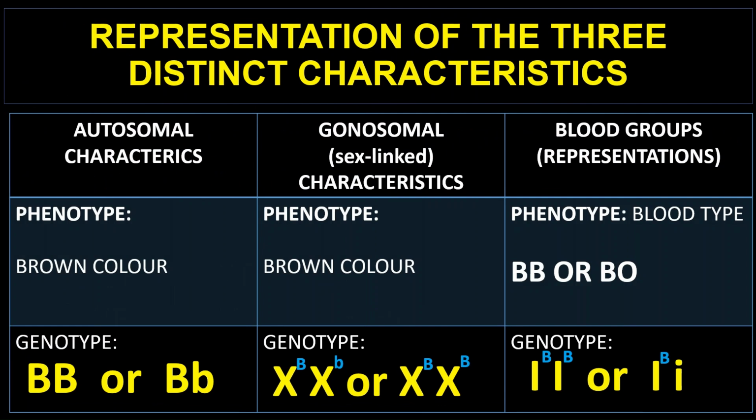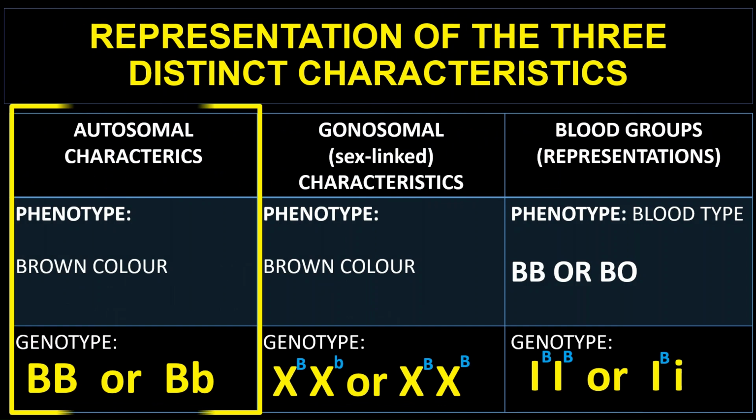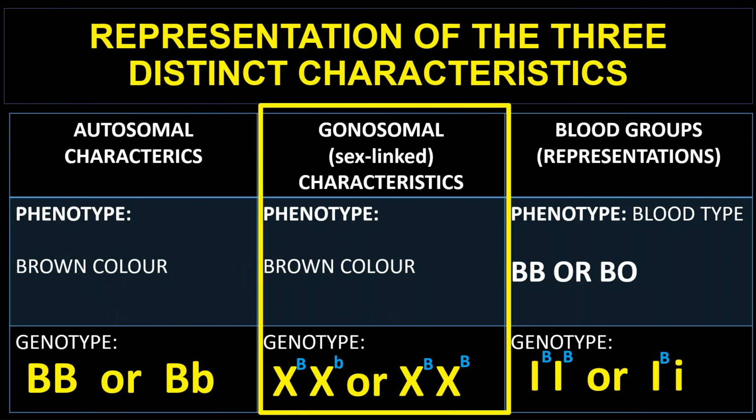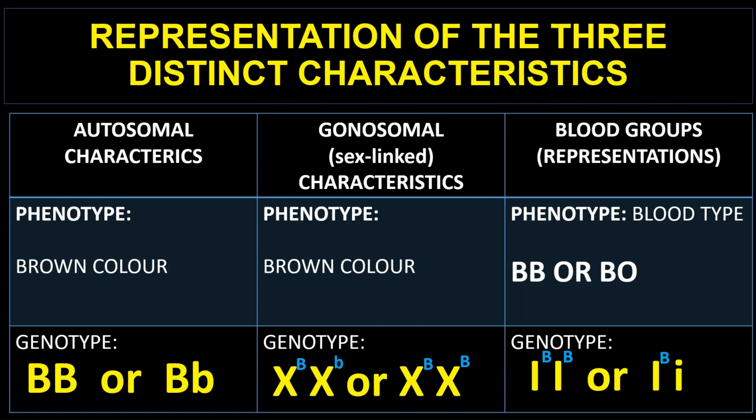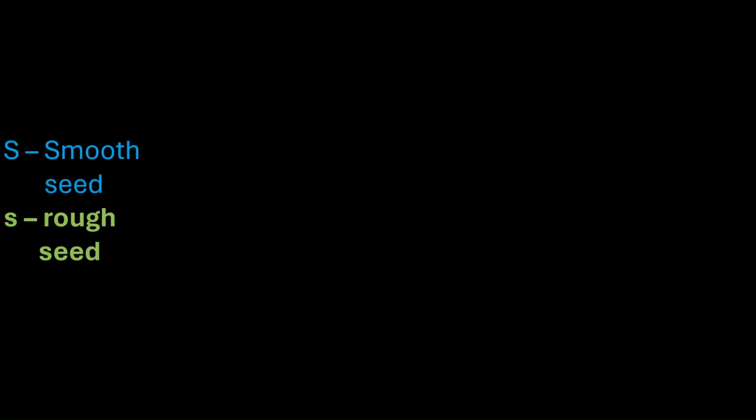If it is autosomal, use the letters there. If it is gonosomal, use the X with the alleles on top. If you are dealing with blood grouping, know how to use it. You have to practice this to master it. So when you are given a condition like this, capital S for smooth, small s is for rough.